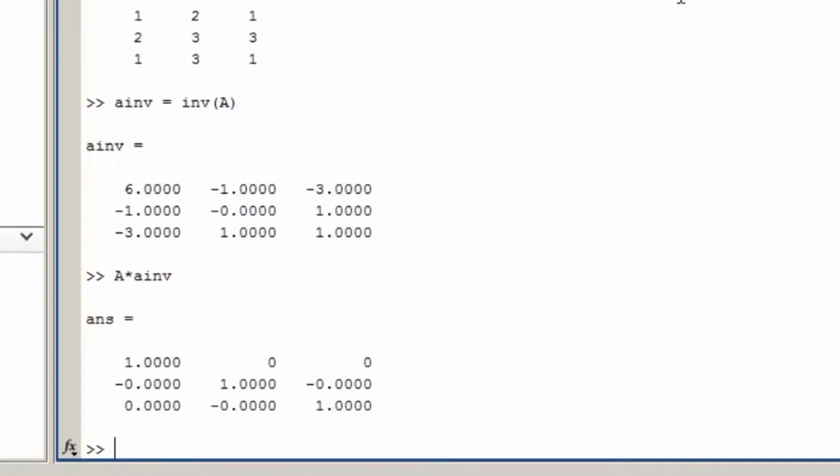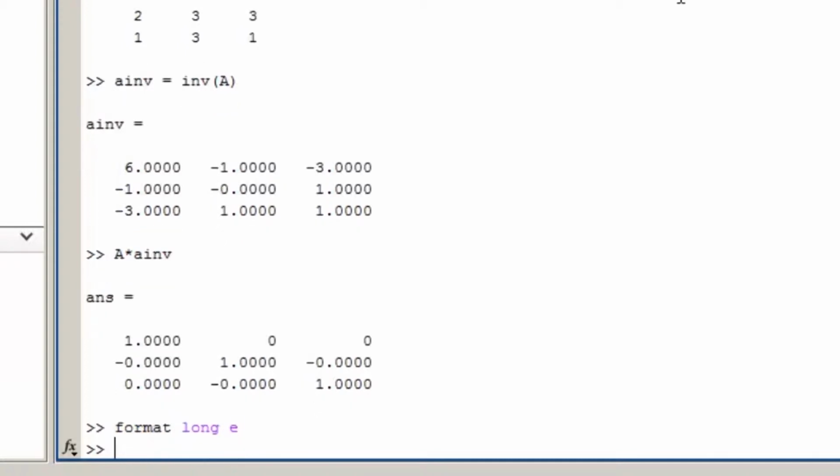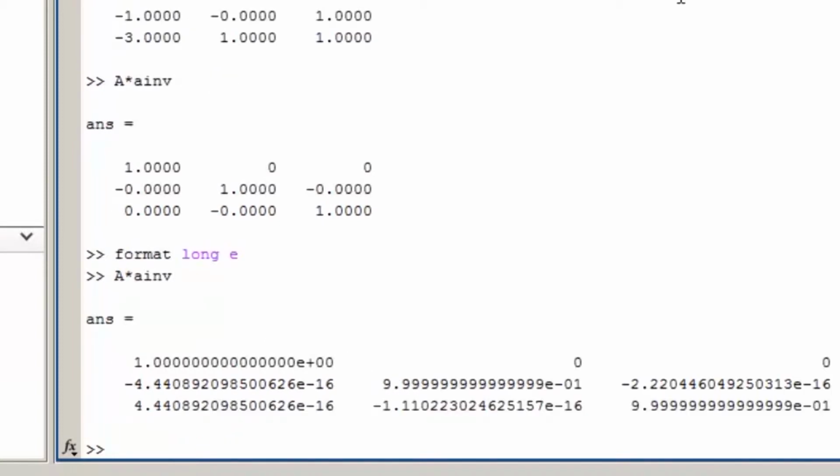I'll change the format by typing format long E and then redo the calculation. We are seeing some round-off errors associated with inverting the matrix. In this case, those small errors probably aren't a problem, but do remember that they exist.